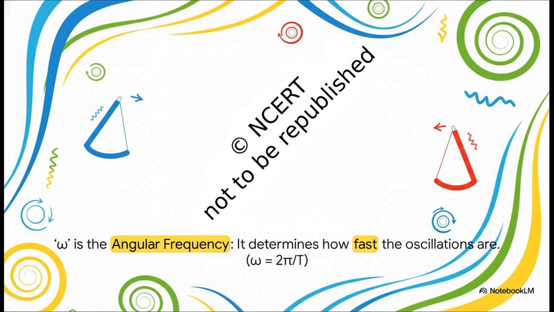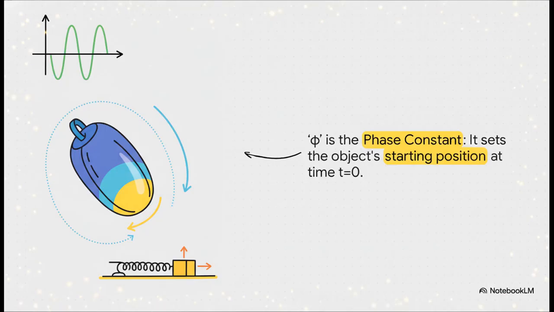You can just think of this as how fast the oscillations are happening. It's directly connected to the period, T, that we just talked about. The bigger your omega, the faster the object is zipping back and forth, which means a shorter time for each cycle. And finally, there's phi.